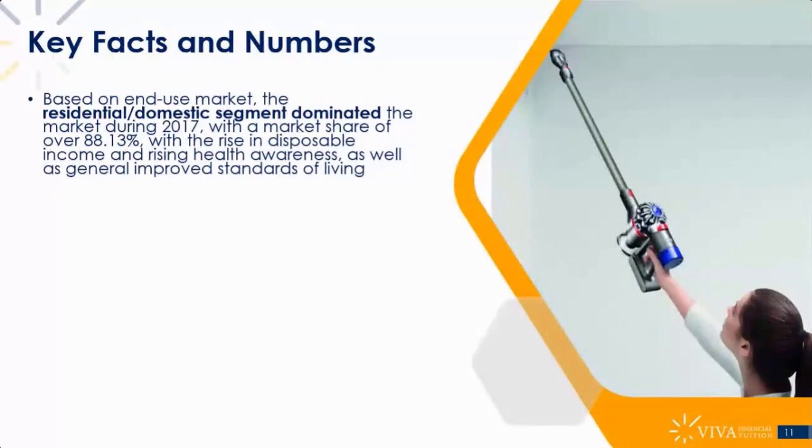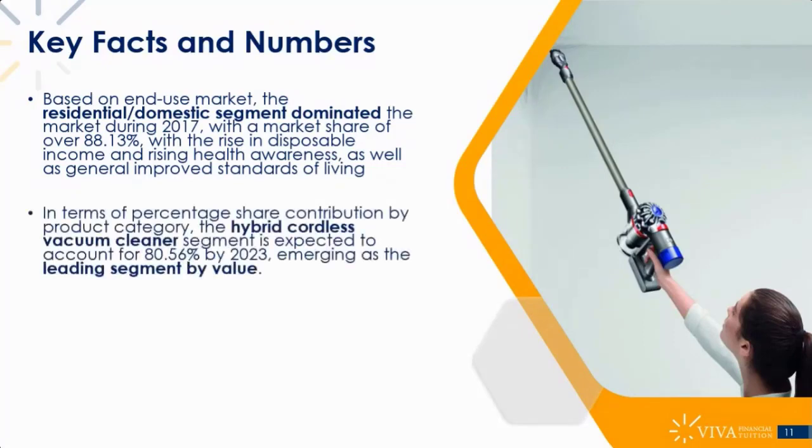So this is the segment that is most important. Unsurprisingly, in vacuum cleaners it is the domestic segment. You do have some, of course, commercial and industrial demand as well, but the domestic continues to dominate. In terms of percentage share contribution by product category, the hybrid cordless vacuum cleaner segment is expected to account for a whopping 80% by 2023, emerging as the leading segment by value.